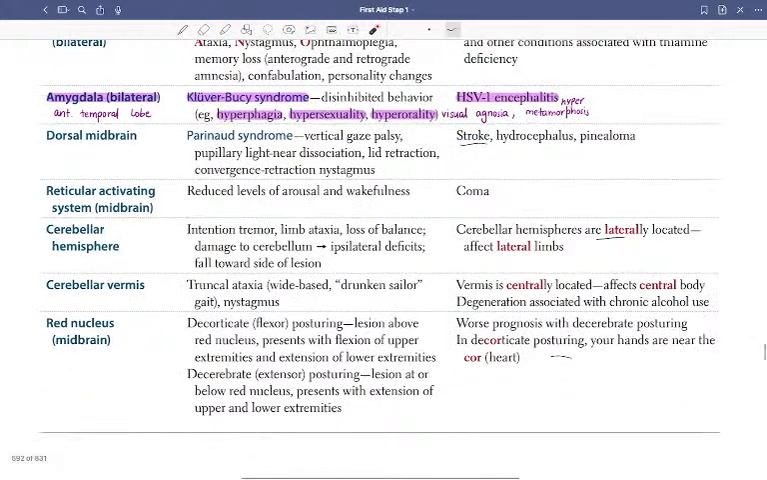Next, we have the dorsal midbrain. Okay, so here in case of dorsal midbrain is Parinaud syndrome. Okay, so in the midbrain, what is the nerve that we have? Okay, obviously the third nerve. And just a second.